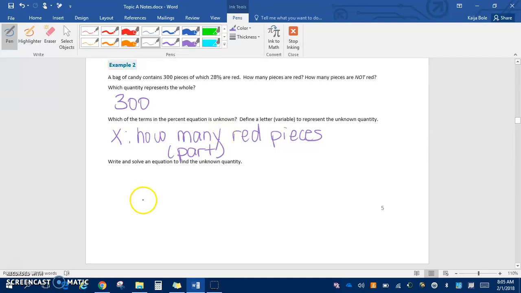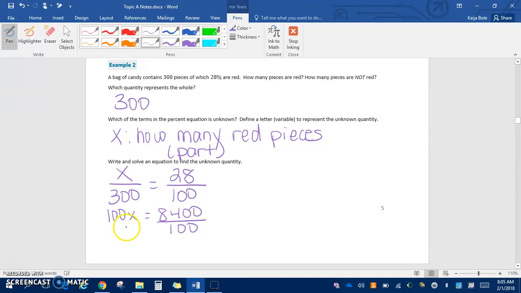So now we're going to solve our proportion here, set it up, put in our blank one. We know it's 100 on the bottom. We know the whole is 300, and they told us 28% are red, so this is going to be 28, and then our x goes up here. So when we cross multiply, we get 100x equals, and when you multiply this, you get 8,400.